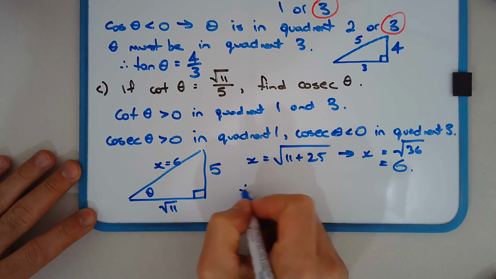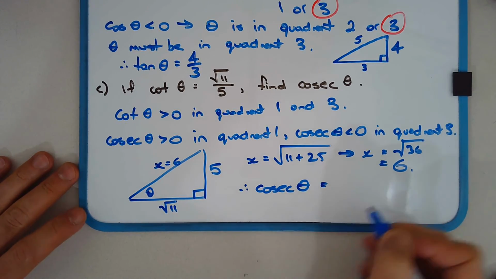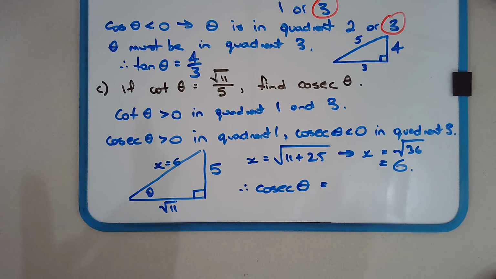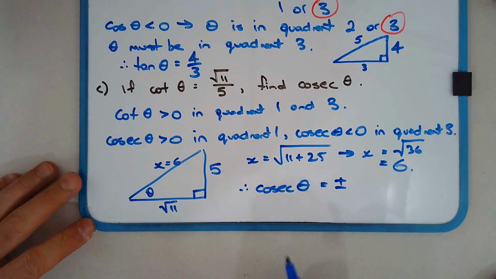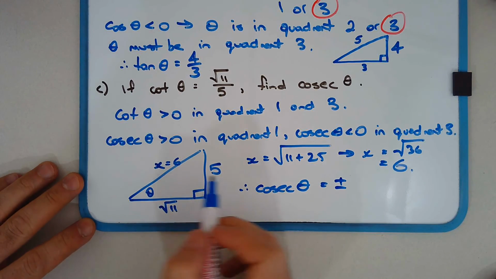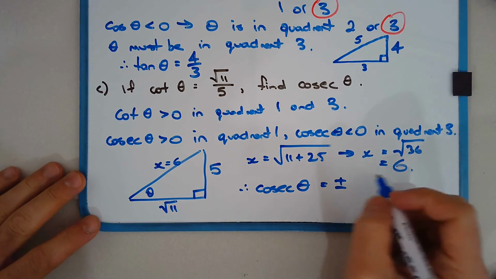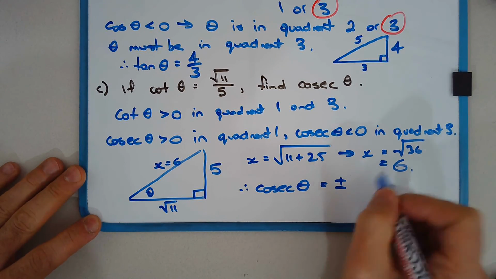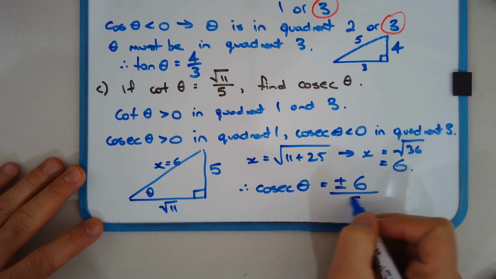So therefore, cosec theta, and there's going to be a positive and a negative answer. Cosec theta really is plus or minus hypotenuse over opposite. Cosec is 1 on sine. Sine is opposite over hypotenuse, so the reciprocal of that is hypotenuse over opposite. And so that's going to be plus or minus 6 over 5.